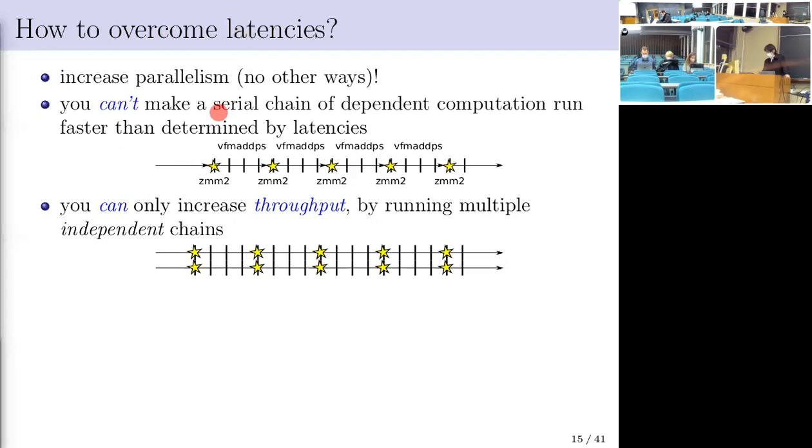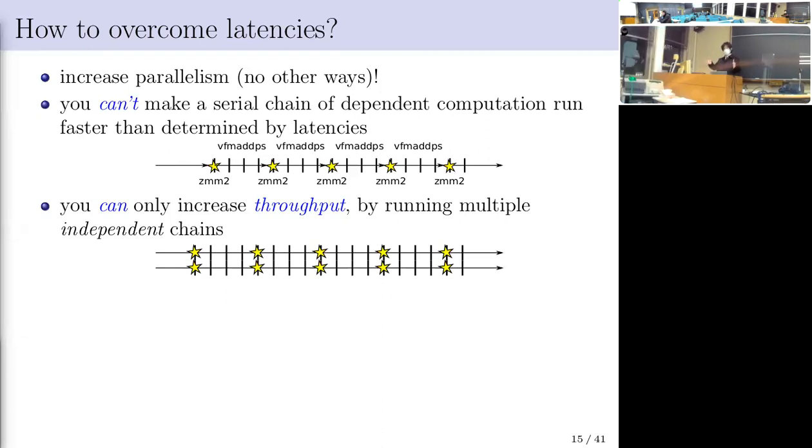And how to overcome this? So how to get closer to the maximum performance? So generally speaking, get more performance. Well, like I said several times, you cannot make this one any faster than 4 cycles per iteration, or 4 cycles per FMA. You can only increase the throughput, more specifically the number of FMAs you can perform in a given amount of time, by running multiple independent such computations at the same time.